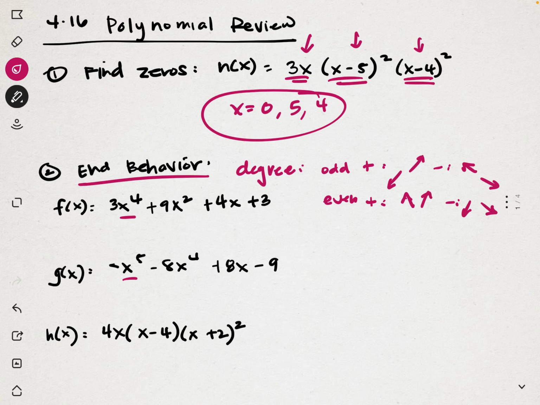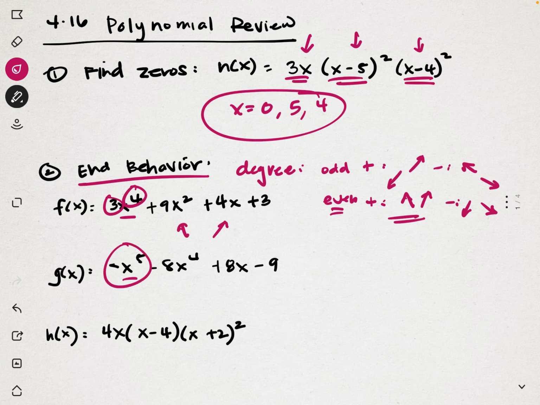Okay, so for our first one, our largest exponent is 4th degree, which is an even, and the leading coefficient is positive, so we know we're looking at up and up. So I think in your work it says rises to the left and rises to the right, but you get the idea, right, by the directions of the arrows.